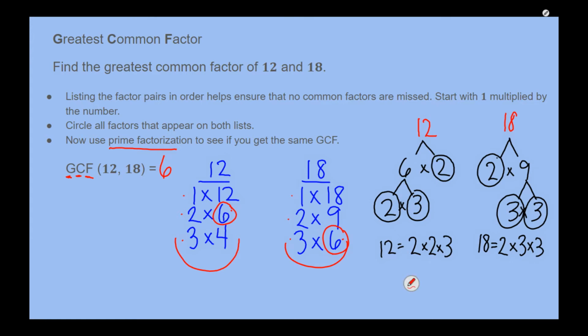Now here's where this comes in. This didn't take long when we listed our factor pairs, but here, what I have in common: 12 has a prime number 2, and 12 has a 3, and 18 also has a 3. So now we're looking at what 12 and 18 have in common. They have the prime 2, they have the prime 3. So we can take those prime numbers that they have in common: 2 times 3 equals 6. The greatest common factor is 6. And you can find it that way by using factor trees.